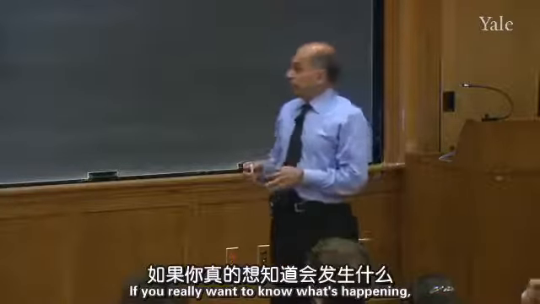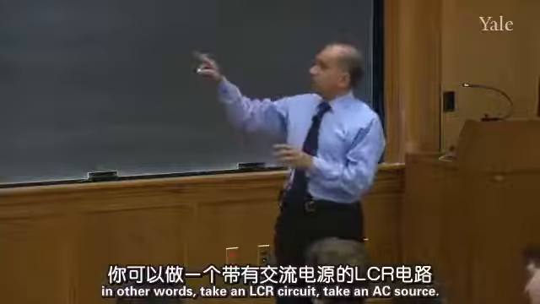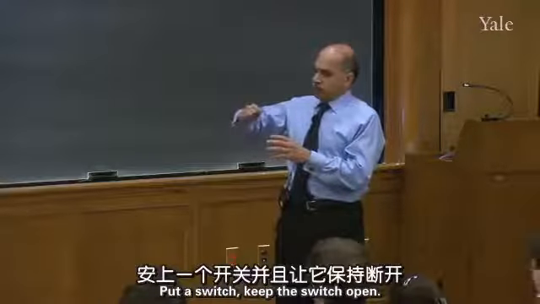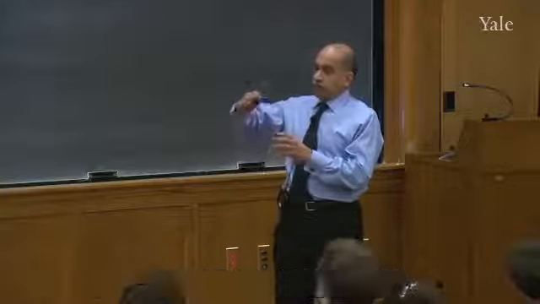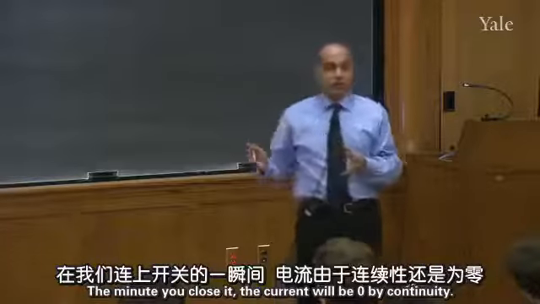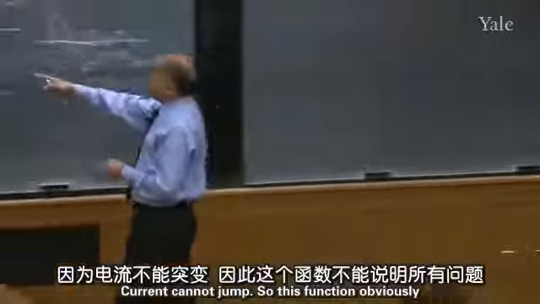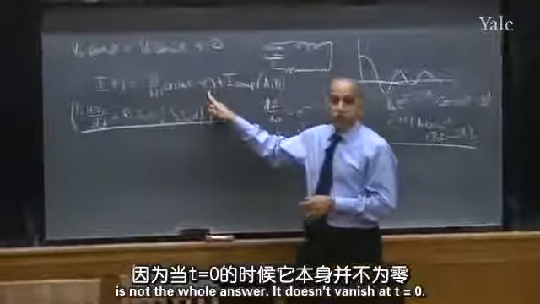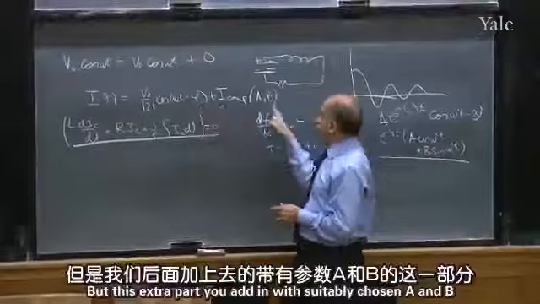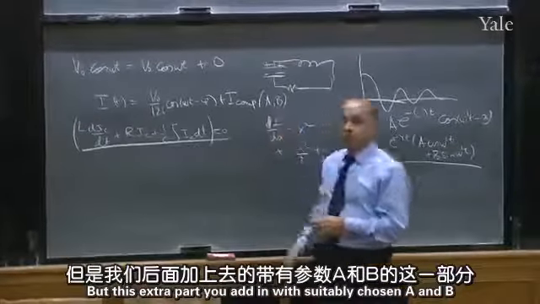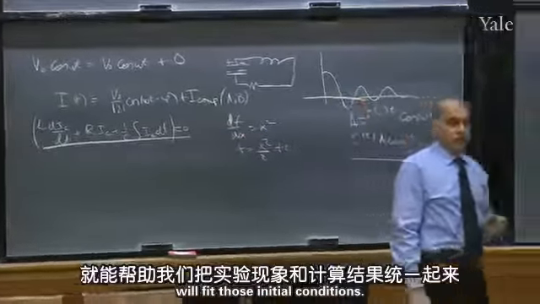If you really want to know what's happening, in other words, take an LCR circuit, take an AC source, put a switch, open, keep the switch open. The minute you close it, current will be 0 by continuity. Current cannot jump. So this function obviously is not the whole answer. It doesn't vanish at t equal to 0. But this extra part you add in with suitably chosen a and b will fit those initial conditions.